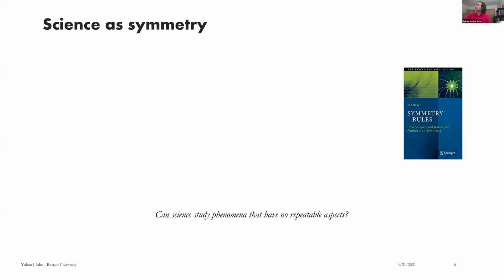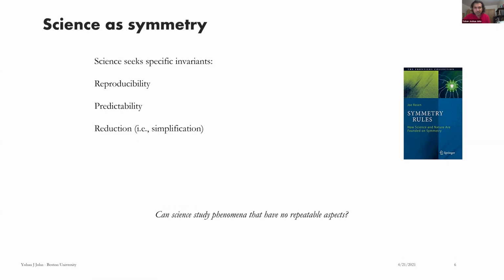So one thing I like about Rosen, I think it's just in the first chapter, is that he says science itself is a kind of symmetry. There are specific invariants that scientists are seeking. We need reproducibility of results of phenomena. We want predictability and reduction.